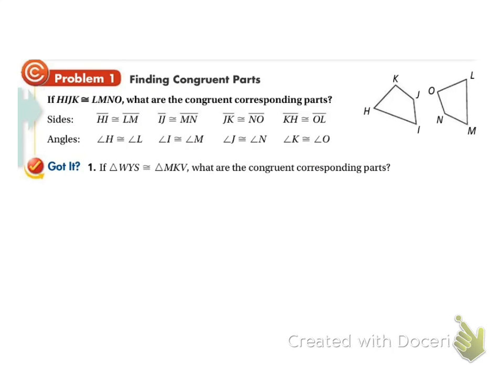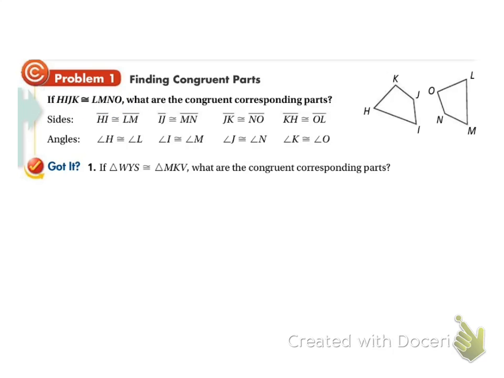Okay, finding congruent parts. So if HIJK is congruent to LMNO, what are the congruent corresponding parts? And so they write out all of my sides that are congruent and all the angles that are congruent. Again, if they give you the picture, you can look at the picture, or you could look at the statement here.